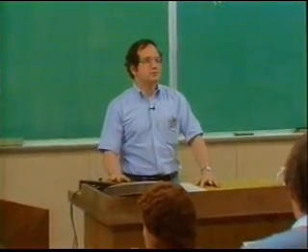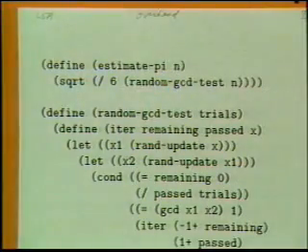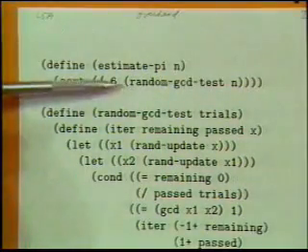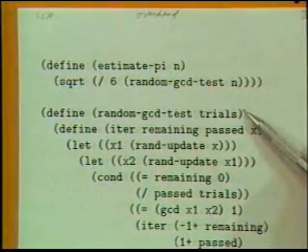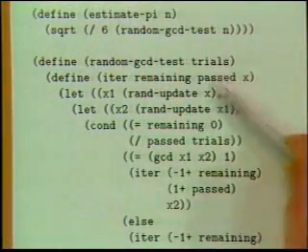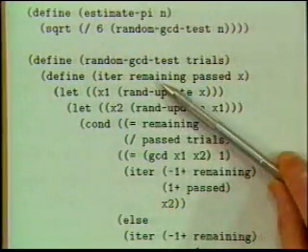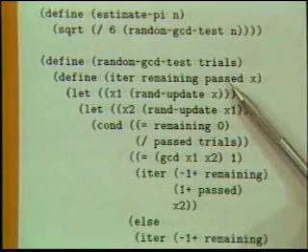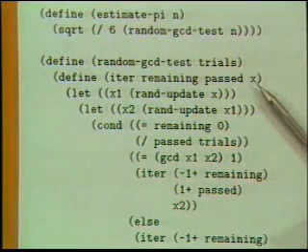Well, let's start at the beginning. The estimate of pi looks sort of the same. What I'm doing is I take the square root of 6 over the random GCD test applied to n. But here we're beginning to see something funny. The random GCD test of a certain number of trials is just like we had before, an iteration on the number of trials remaining, the number of trials that have been passed, and another variable x. What's that x? That x is the state of the random number generator.